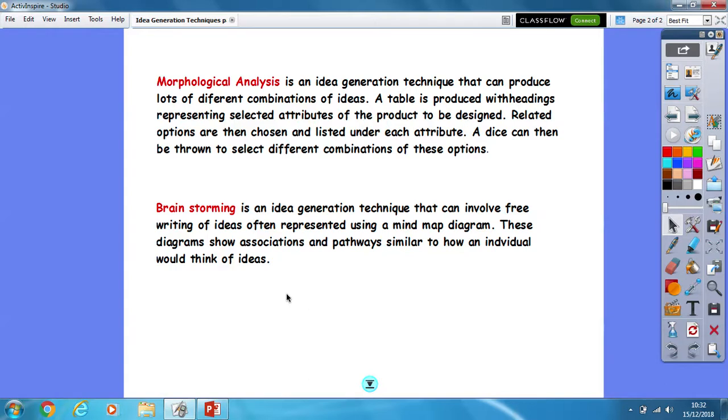So here we've got a typical answer. Brainstorming is an idea generation technique that can involve writing of ideas, often represented using a mind map diagram. These diagrams show associations and pathways similar to how an individual would think of ideas. Okay, so there's two examples of how you would answer a question on idea generation techniques. Thank you for listening.